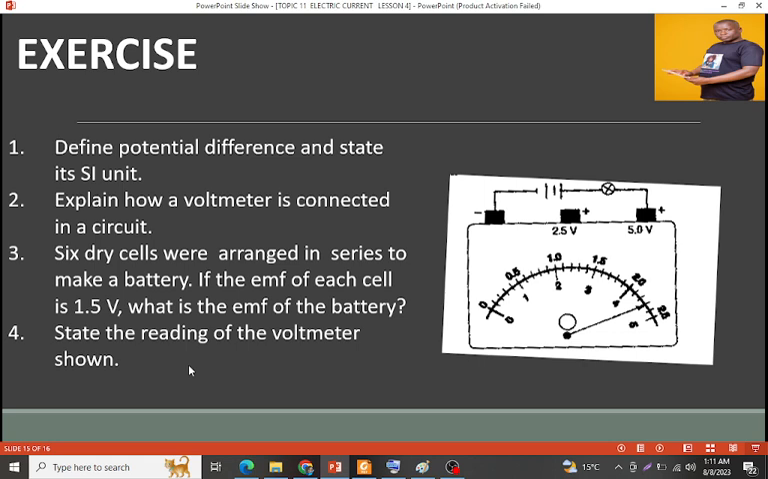So we come to the end of the lesson, and indeed the end of topic number 11. In topic number 11, we have looked at key concepts such as current and voltage. By now, you have a full understanding of these concepts.